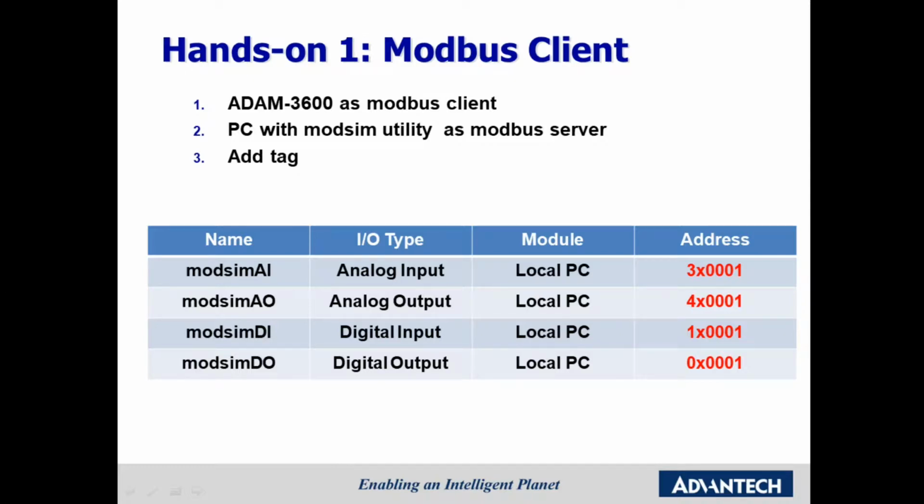So for the first step of the hands-on, please refer to this table to implement your ModSim address as the list. So please use your ADEN3600 as a Modbus client and the PC with a ModSim utility as a Modbus server. And then you add some tag according to this requirement.